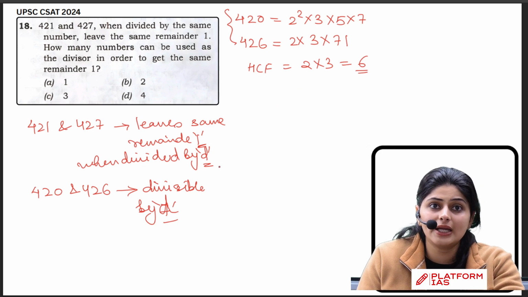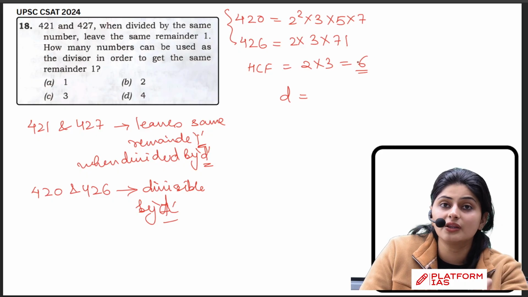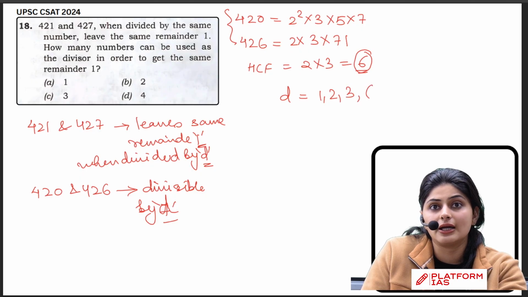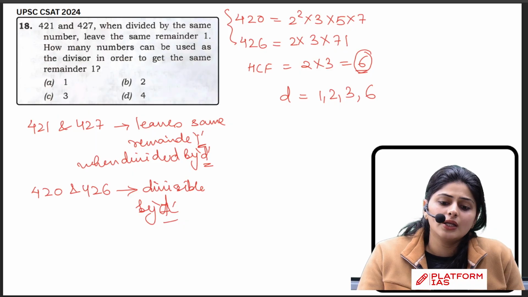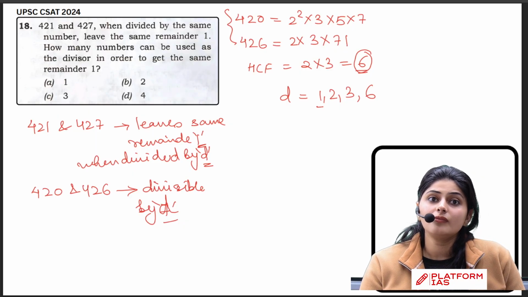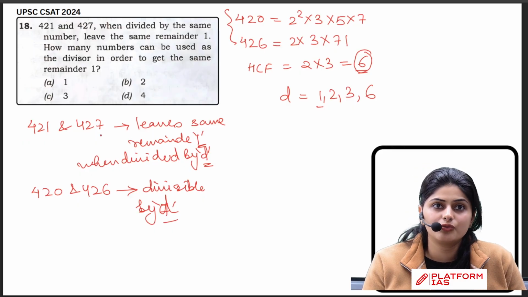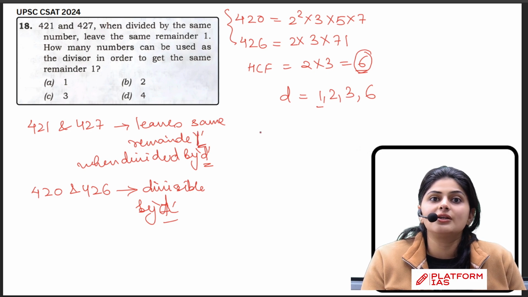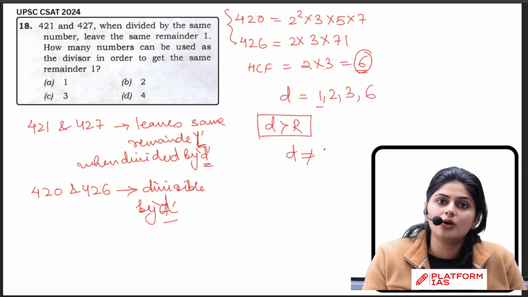So what values can D have? D can have the values or the factors of 6. What are the factors of 6? We have 1, 2, 3 and 6. So the possible values that D can have are 1, 2, 3 and 6. Now look carefully. Can D be equal to 1? No, D cannot be equal to 1 because in the question it says 421 and 427 leave remainder 1 when divided by D. So the divisor should be greater than the remainder. So D cannot be equal to 1 here.